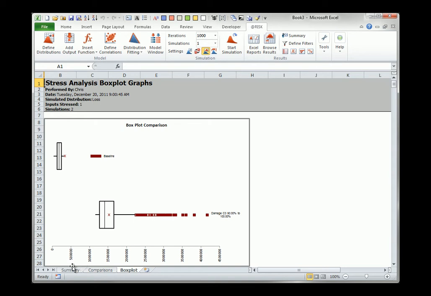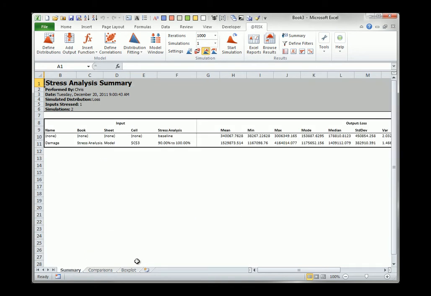For example, the mean loss in the baseline case is about 340,000. But the conditional mean loss the insurance company faces is much greater than this, about 1.53 million. However, keep in mind that this is conditional upon the event that the damage is greater than its 90th percentile, and this occurs only 10% of the time. In other words, if the insurance company has to pay, its mean loss will be about 1.53 million.